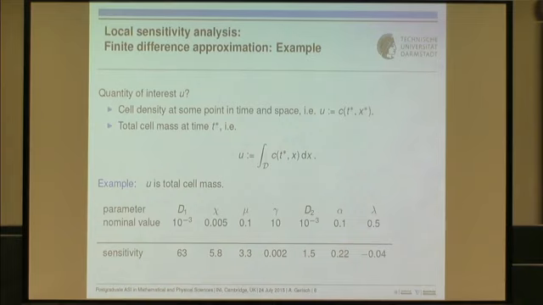And so here I've computed the sensitivities for when U is the total cell mass. So these are, well, normalized parameters. They have been chosen sensibly with respect to biology. And this is the nominal values which we've used. And then you can compute this finite difference quotient, and you get these sensitivities. And it appears that the D1 has a really, really big influence on the total cell mass. And yeah, you have to be careful here.